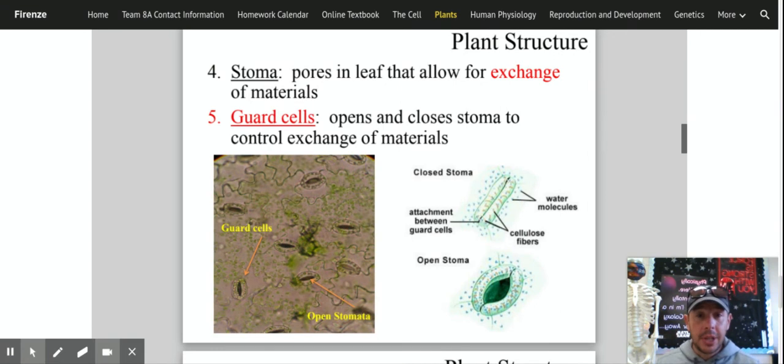Sometimes it needs to close depending on the environment and the weather conditions at the time. That's the job of the guard cells. They do exactly what it says. The guard cells guard the stoma. They open and close the stoma to control what's moving in and out of the leaf. All right, so the leaf, a lot of things happen there, but especially photosynthesis and gas exchange, very important points.